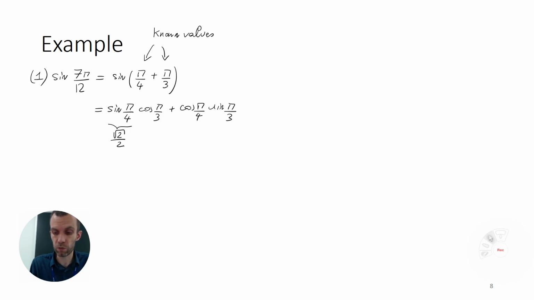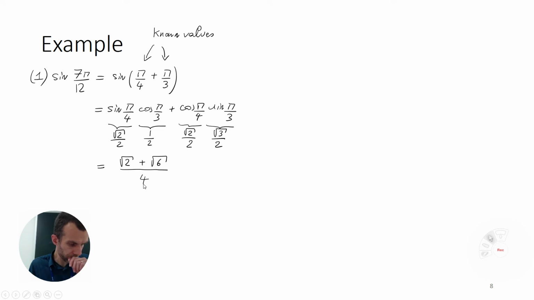This is square root of 2 divided by 2. This right here is 1 over 2. This is again square root of 2 over 2. And this is square root of 3 divided by 2. And if we clean it up and simplify it a little bit, we get square root of 2 plus square root of 6 divided by 4. Let's do another example.